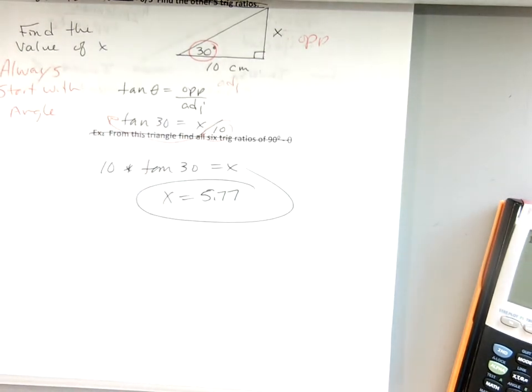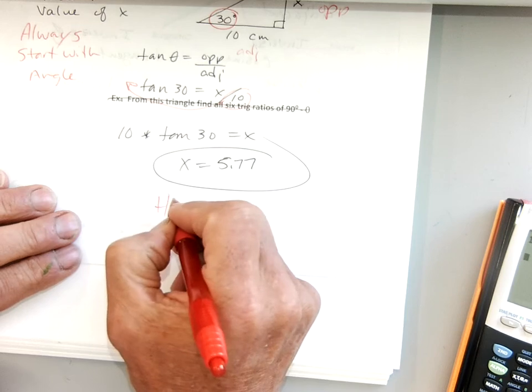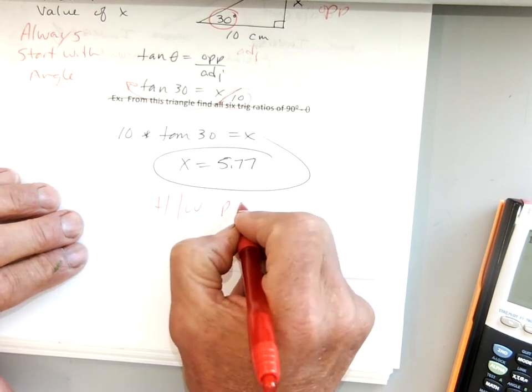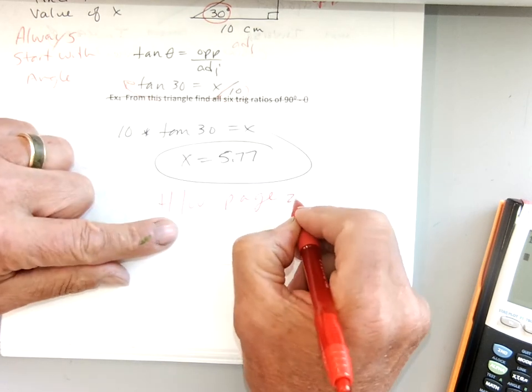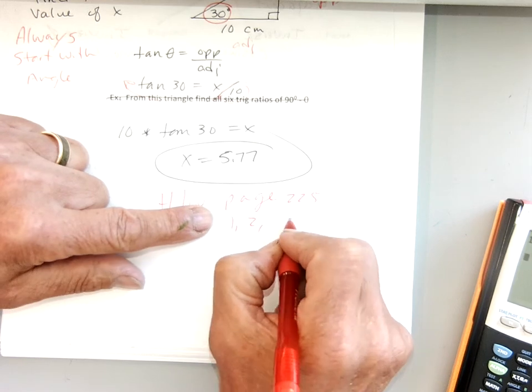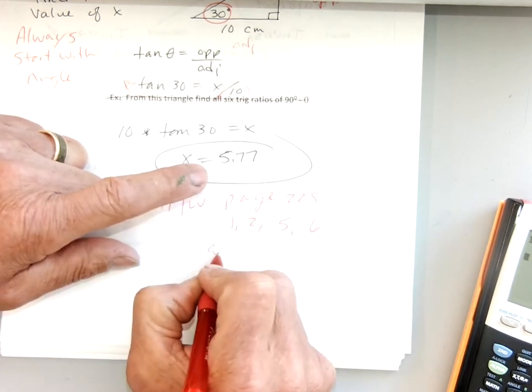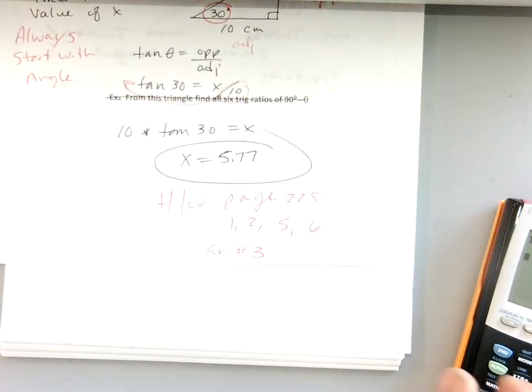Okay, that's all I have. Homework's pretty short. If you didn't get this answer, I'll help you. Page 225. We'll do problems 1, 2, and problems 5 and 6. And the extra is number 3, okay? And that's all I have.